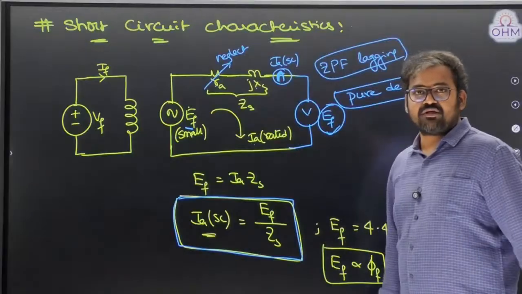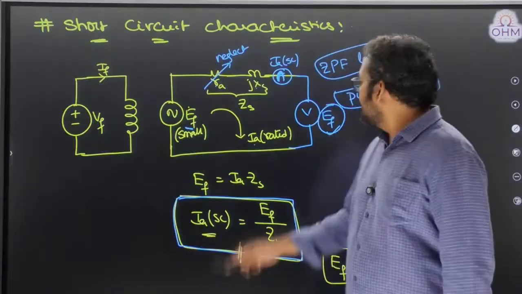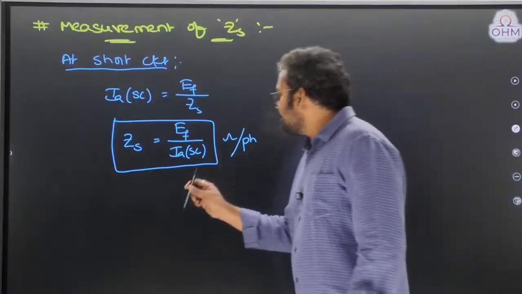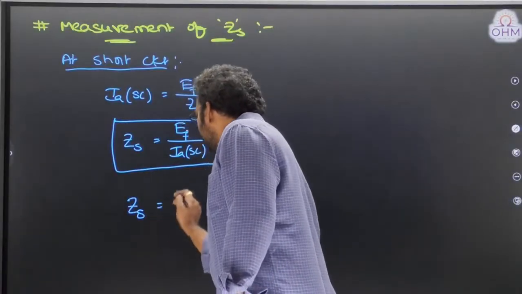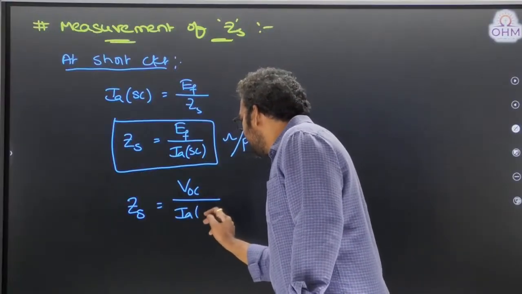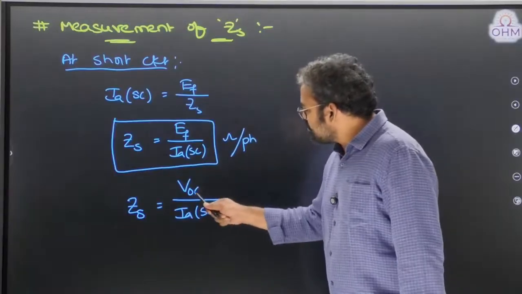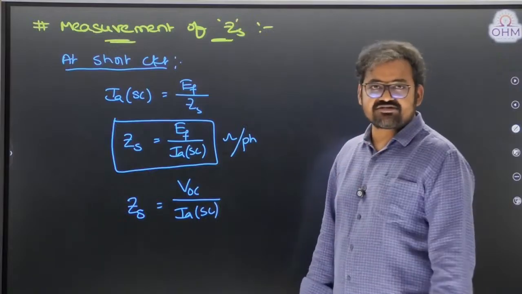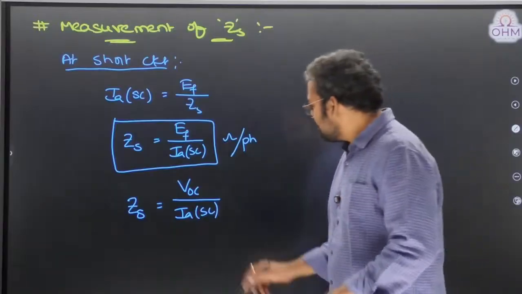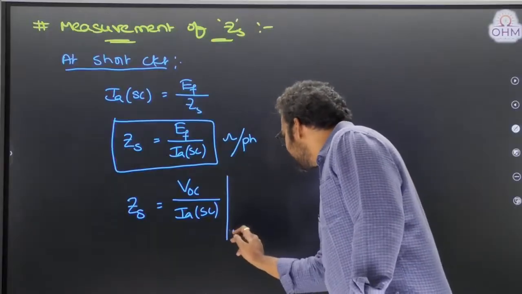That means this EF is the open circuit terminal voltage, and the armature current is the short circuit armature current. Therefore, ZS is equal to the open circuit terminal voltage divided by the short circuit armature current. Open circuit voltage is given by the OCC characteristics. Short circuit current will be given by the short circuit characteristics. But remember, this open circuit voltage and short circuit current both must be measured at the same field current.